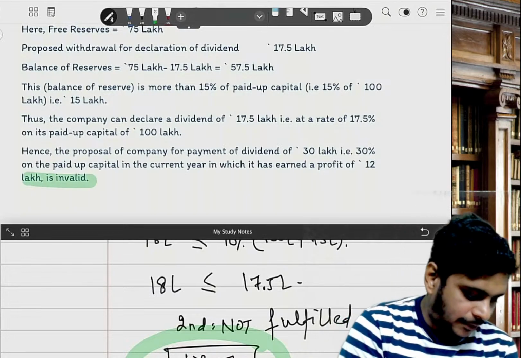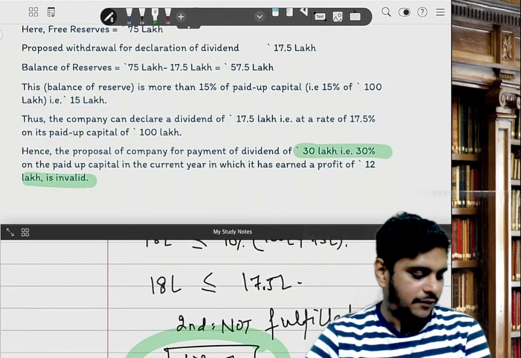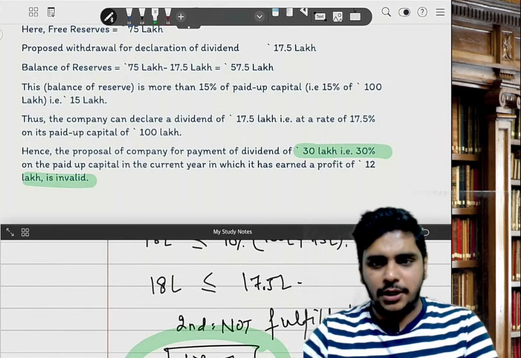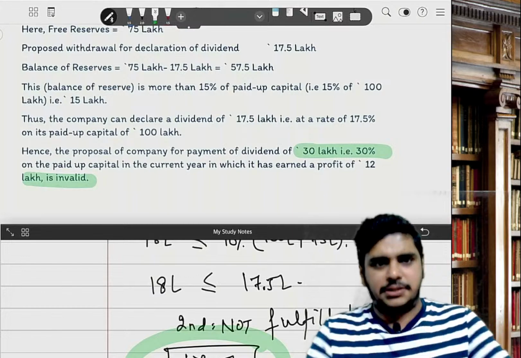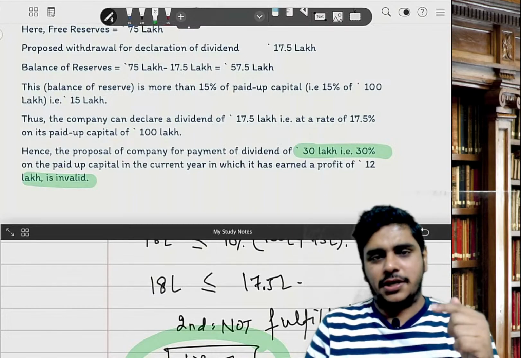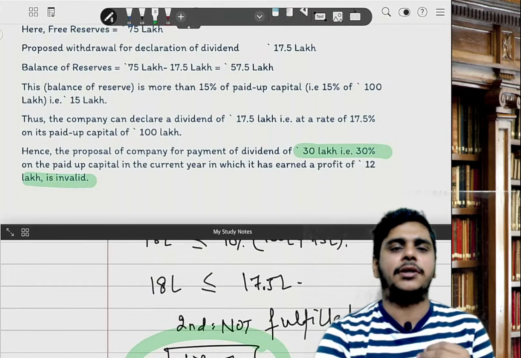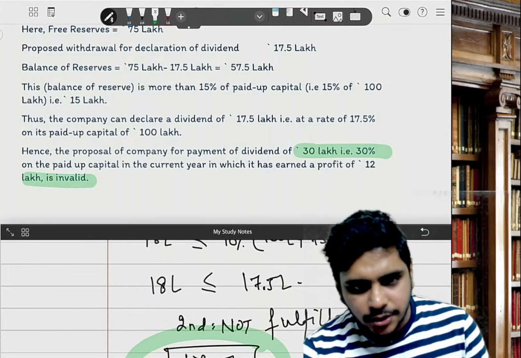So the proposal of 30 lakhs is invalid, because they can give how much? Sir, 17.5 lakh from the free reserve and 12 lakh from the current year. So you write both the answers and you say 30 lakh is wrong. You can't give 30 lakhs. You can give 17.5 plus 12 lakh rupees of the current year's profit, that is total 29.5 lakhs. Understood guys? Rule 3.